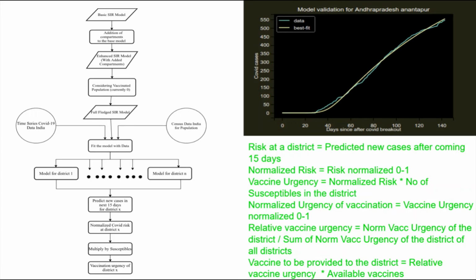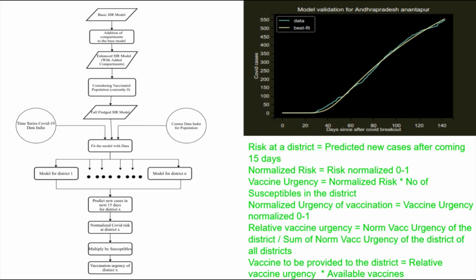So this SIR model takes in the district-wise time series data of COVID-19 in India, and for the population, it takes in the census data of India. We initialize the model for each of the districts, and for each model we fit the data of that district. Once we fit the data, we predict the new cases possible in the upcoming 15 days for that district.